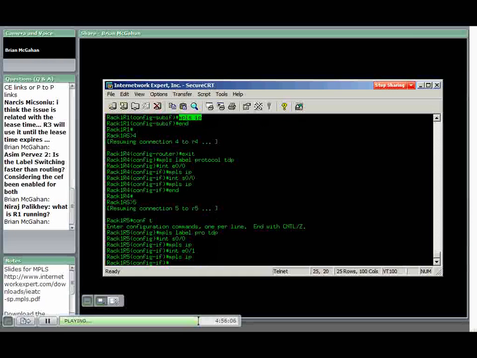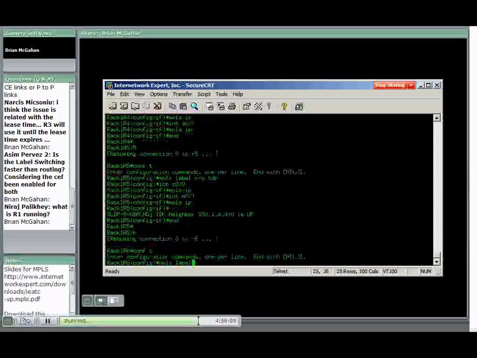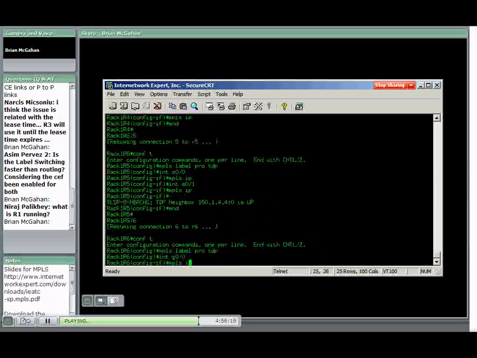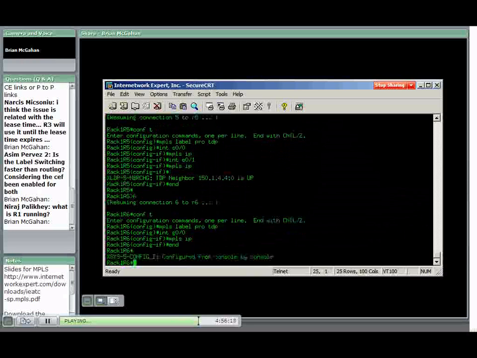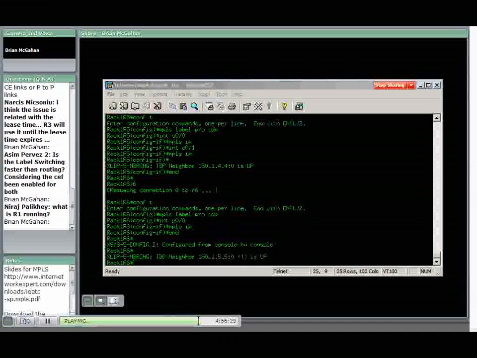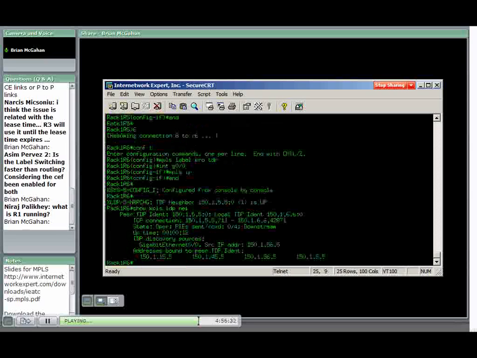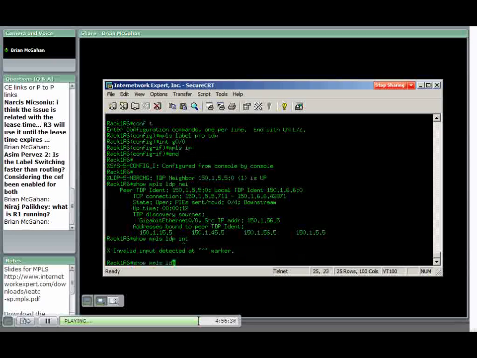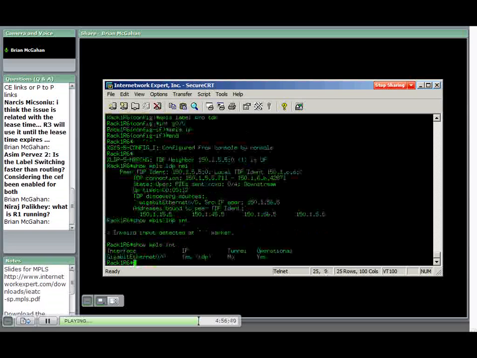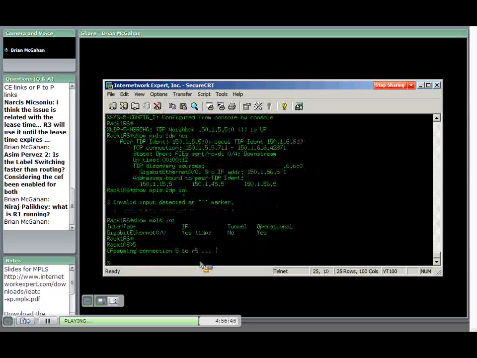So on router 2, we'll say globally MPLS label protocol TDP. Then on the ATM, actually that should have been the sub interface on router 1, MPLS IP. Okay, so MPLS should be enabled on whatever interface you have the IP version 4 address associated with. So on router 4, the same thing, global config, MPLS label protocol TDP.